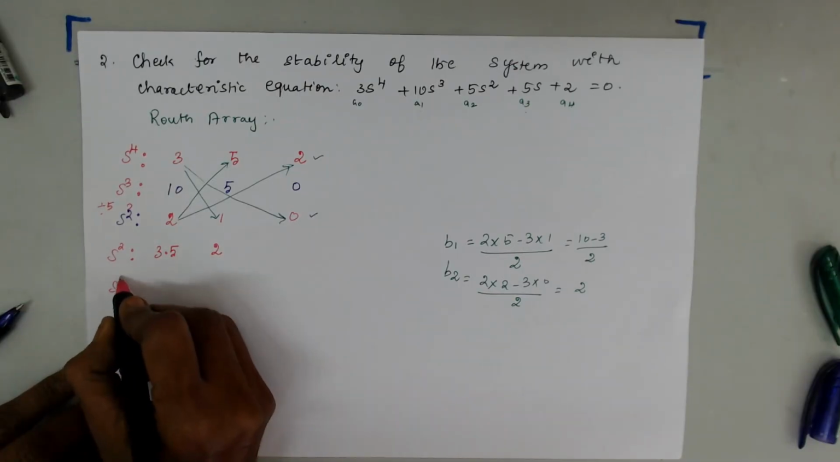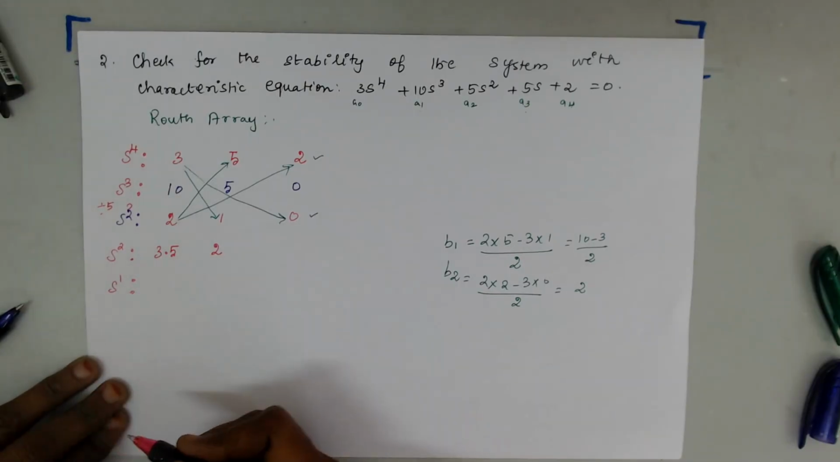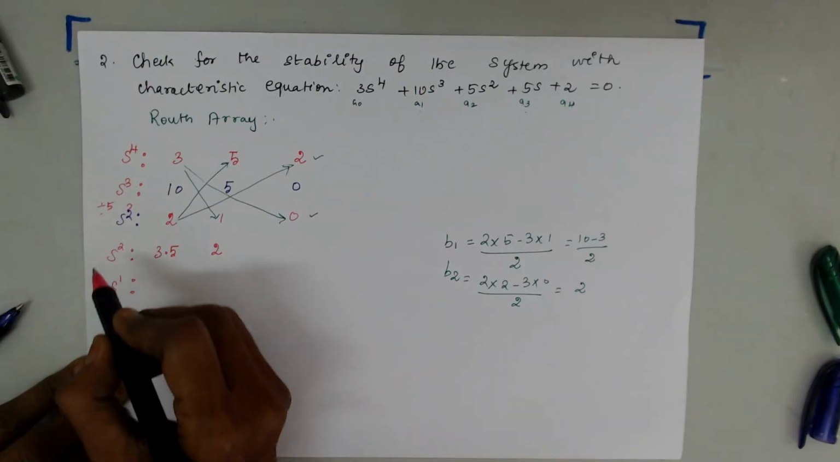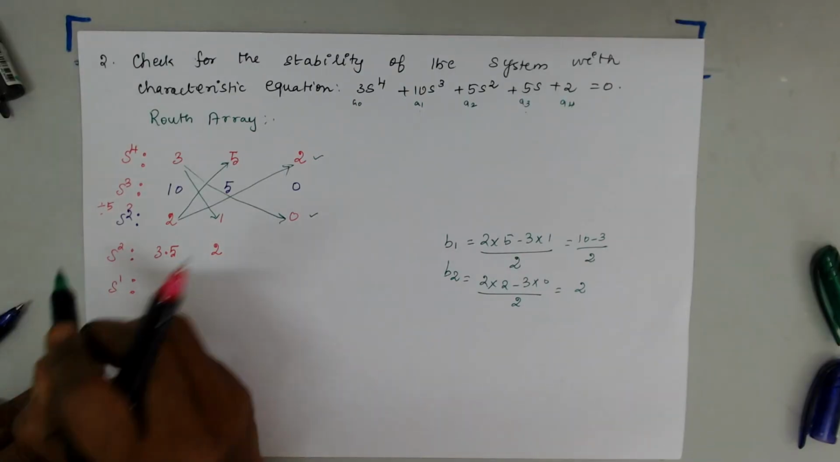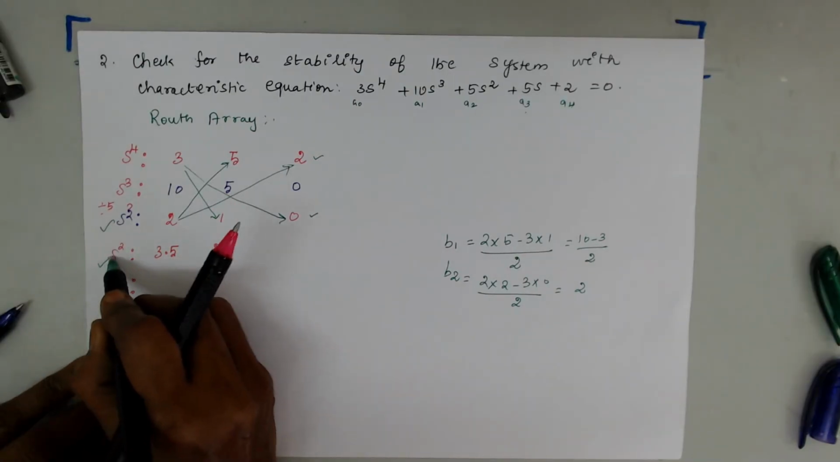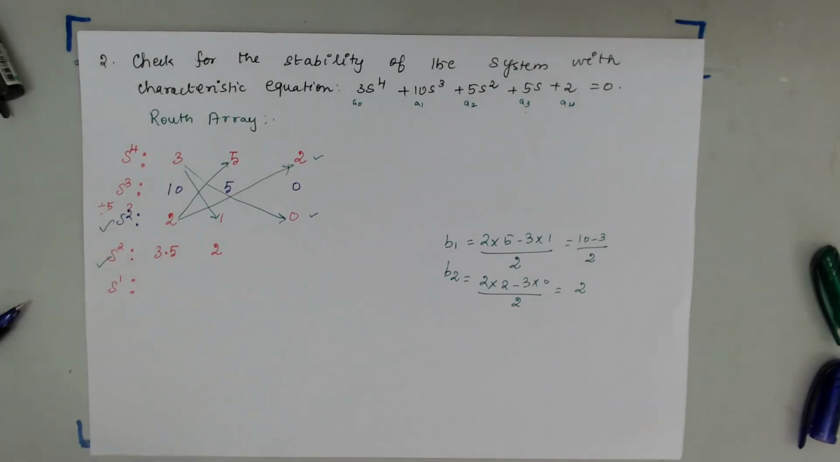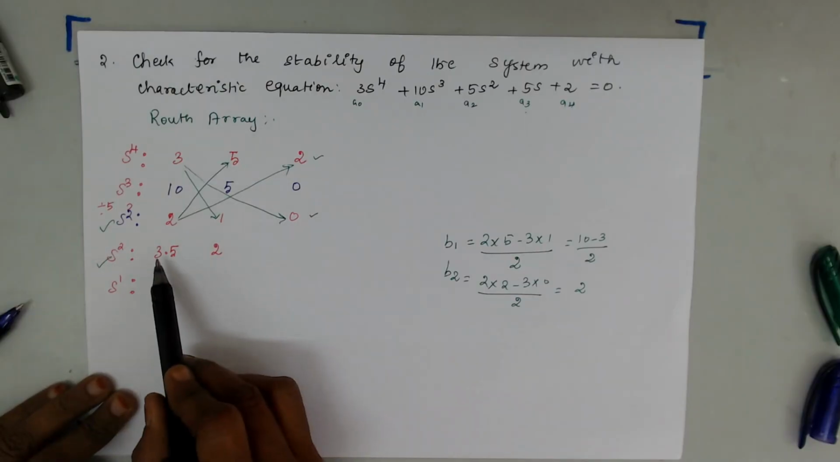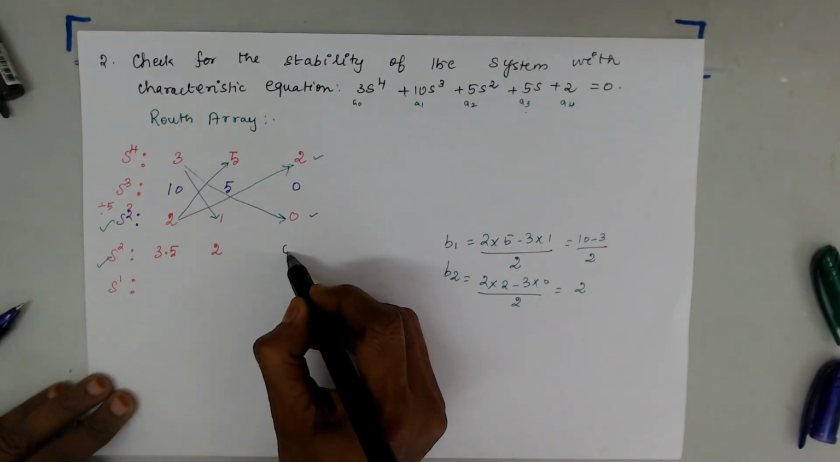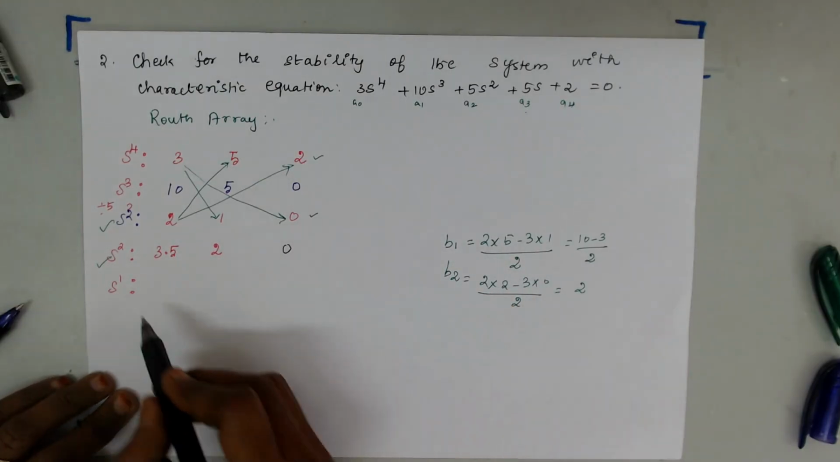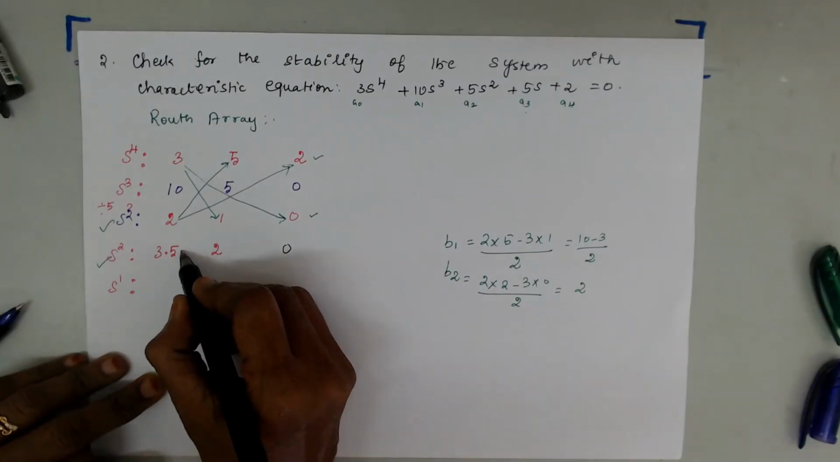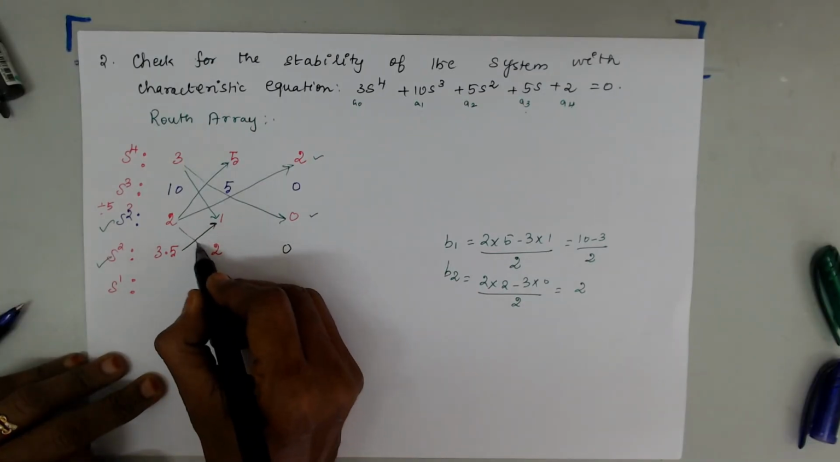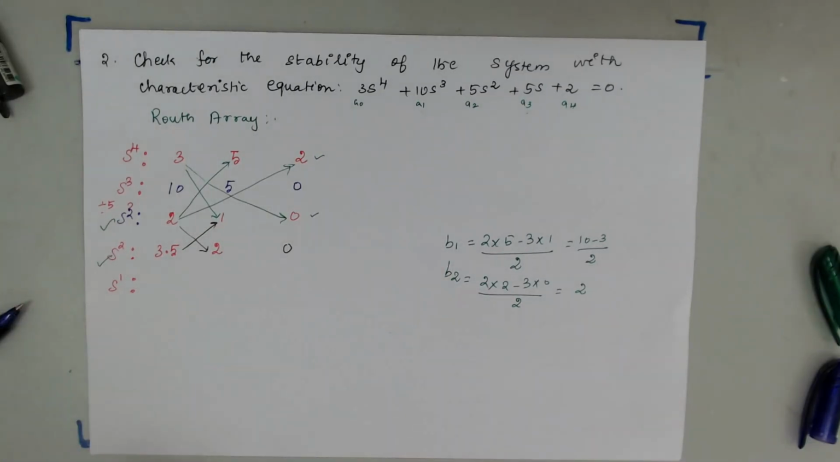Come to finding the next row. It is the s power 1 row. The s power 1 row is found by taking the two rows, that is the s cube row and the s square row. So we have the elements 2, 1, 0 here and 3.5, 2, and if you want you can make it a 0 here. Now this is to be found. So consider these two elements, and keep that element as c1.